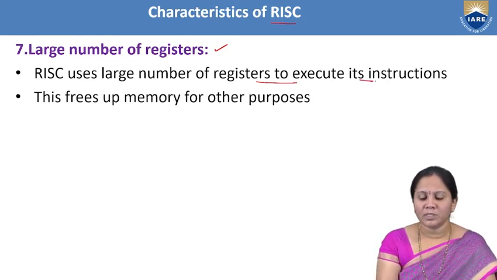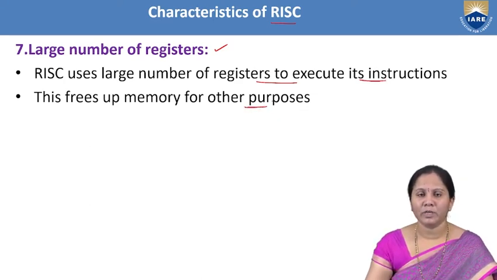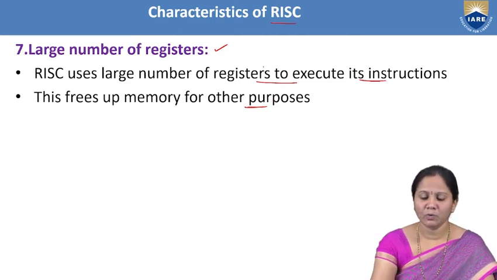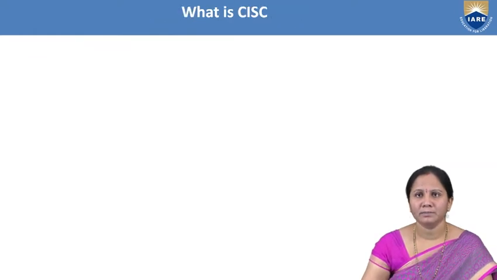Since it is using more registers, it can free up the memory. So, it cannot use memory unnecessarily. At most, they can use the available registers. And so, that is about some of the features of RISC and the architecture of RISC.